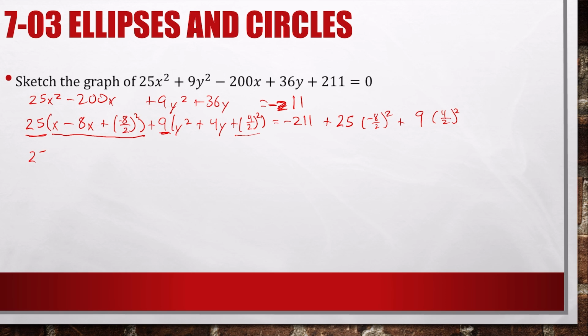All right, we can now factor, write them as perfect squares. So it'll be x minus, that's 4 squared, right? So it'll be 4. And y plus 4 over 2 would be 2 squared. And when you combine all that stuff on the right side, we get 225.